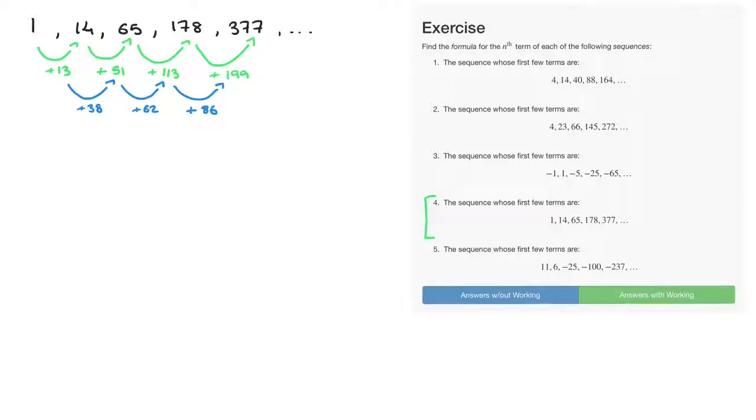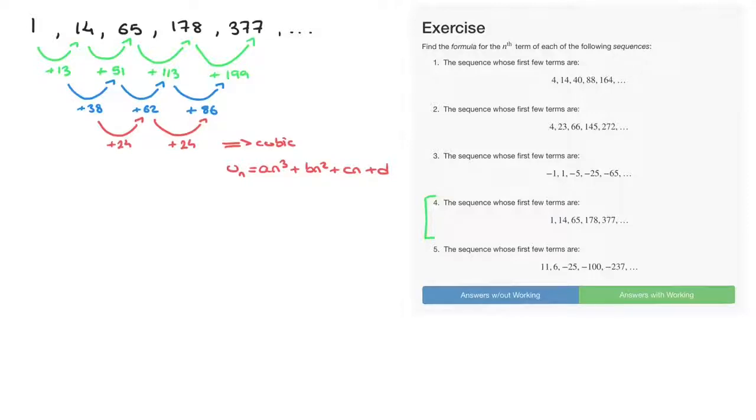So we go one step further and look into the third differences. From 38 to 62, we're adding 24. And from 62 to 86, we're adding 24 again. So we can see that the third difference is constant, and this is therefore a cubic sequence. Because it's a cubic sequence, its formula must be un equals to an cubed plus bn squared plus cn plus d. And our job now is to find each of the four coefficients a, b, c, and d.